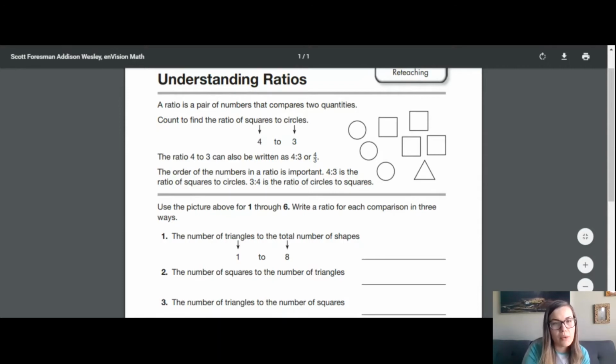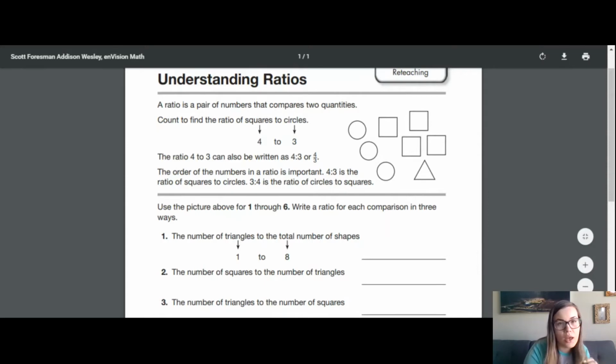If I look at number 1, I'm going to give you the answers to a couple of the problems. So this is also an incentive to watch this video. The number of triangles to the total number of shapes is 1 to 8, okay? And if we look up here, 1 to 8 total shapes. A common misconception might be, oh, it's 1 to 7 because there's 1 triangle and then the rest. But it says triangles to the total number of shapes, so that includes the triangle. And it says write the ratio for each comparison in 3 ways.